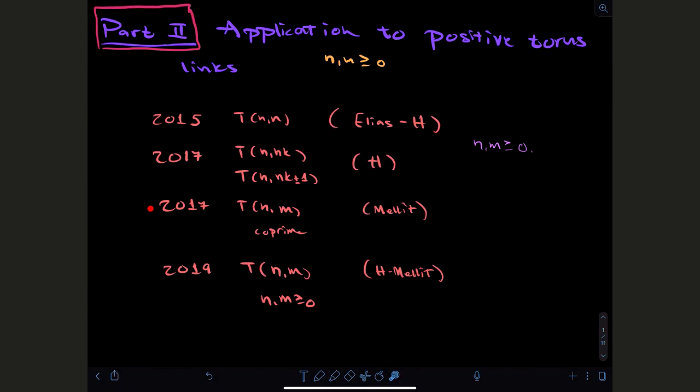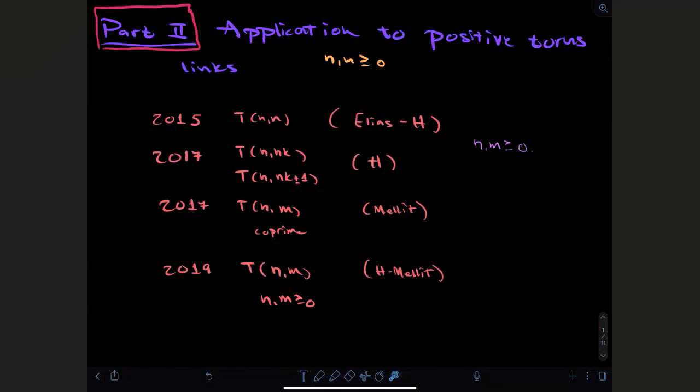Essentially at the same time, Anton Mellet computed the Khovanov-Rozansky homology of torus knots. So that is the case when n and m are coprime. And then it turns out Mellet's idea generalizes to positive torus links, not just knots. So this will be the focus of today's talk, this paper. It includes the previous computations as special cases.